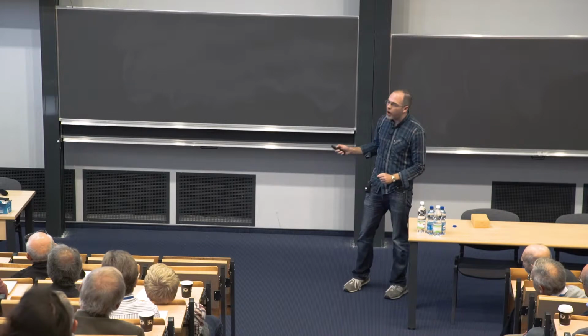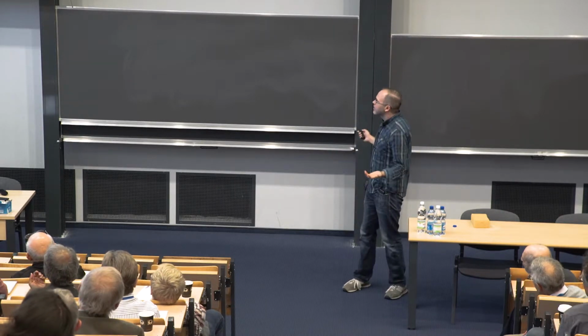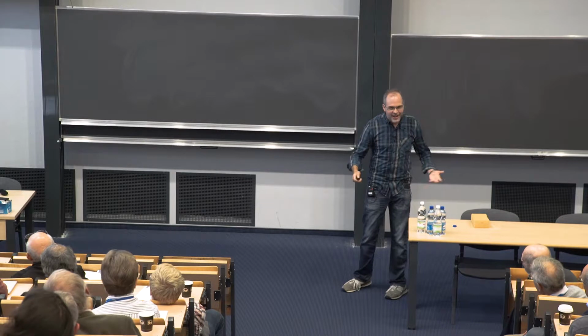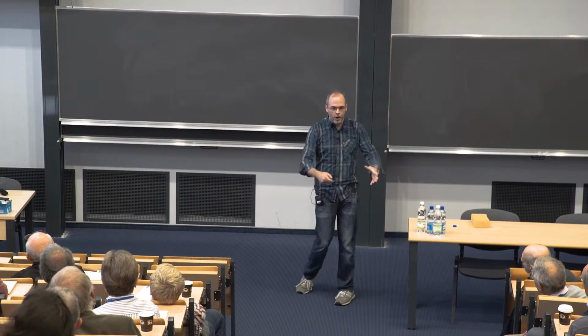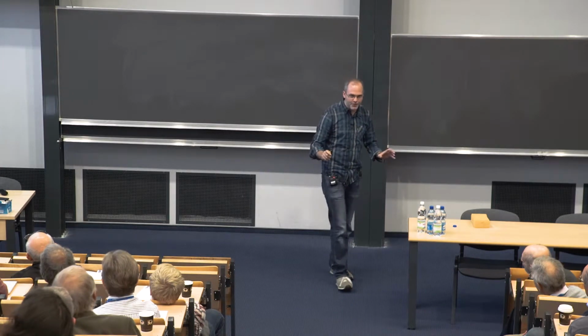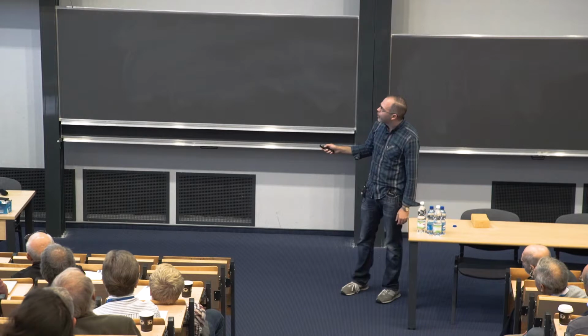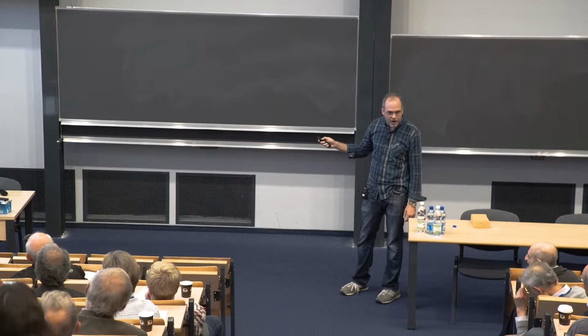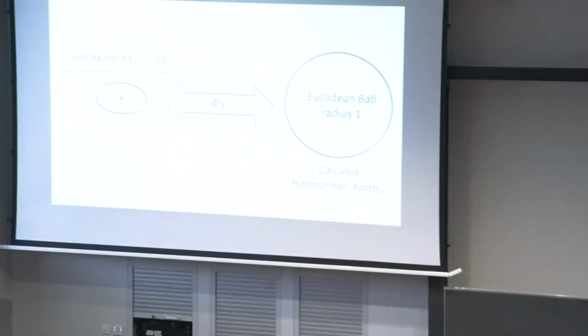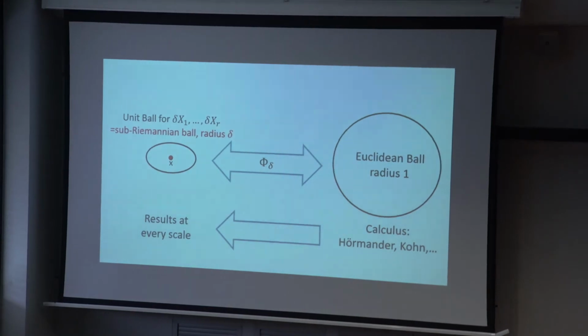And on this Euclidean ball of radius 1, you have access to really all of calculus. And often it turns into some proof that you might see in a paper of Hörmander or Kohn, something with pseudo-differential operators all over the place. Okay? So you have this result over here you want to do. You turn it into a result on the Euclidean ball of radius 1. You do all the normal harmonic analysis, and then you push it back, and you get results at every scale uniformly in the scale. So you're able to do results at the small scale by working at the unit scale.